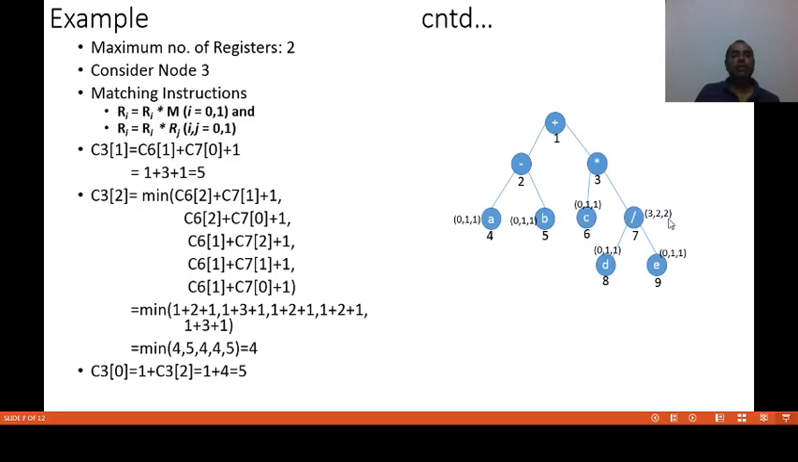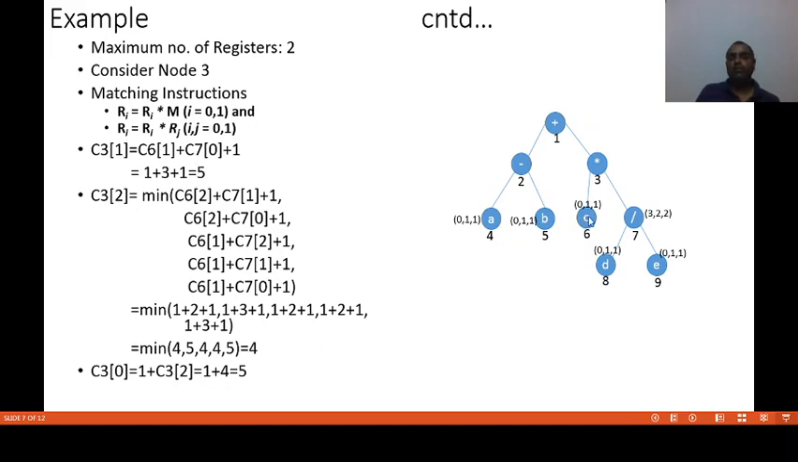Now in the same way, if I consider node 3, this one, and I want to evaluate the cost for evaluating node 3, here the matching instructions are what? Ri equal to Ri into M, this one. I put this value into 1 register and this value into memory, and then multiply that, and the result will be assigned to the register that is used by node 6. Or it can be Ri equal to Ri into Rj.